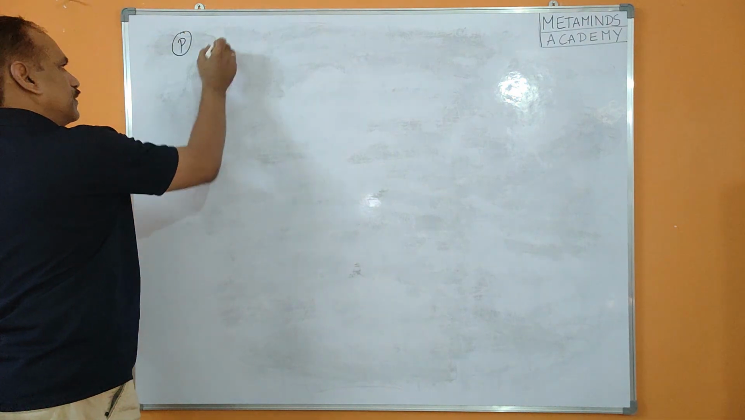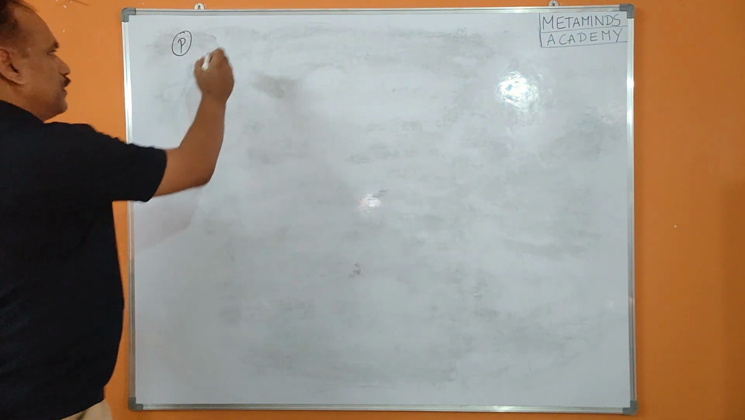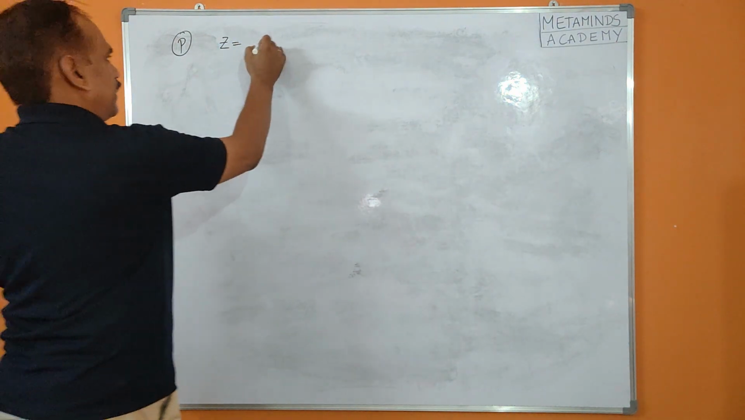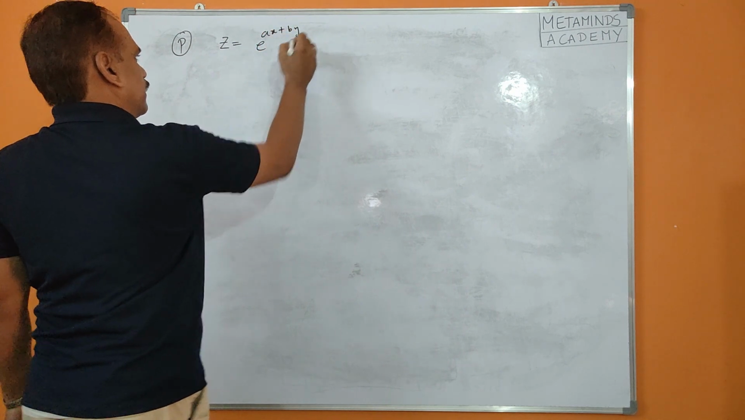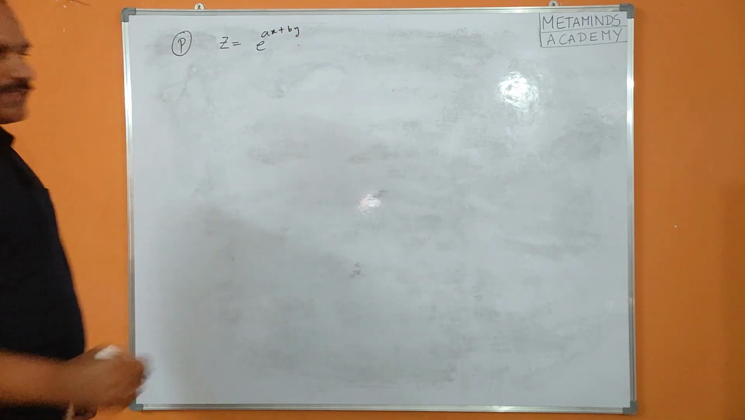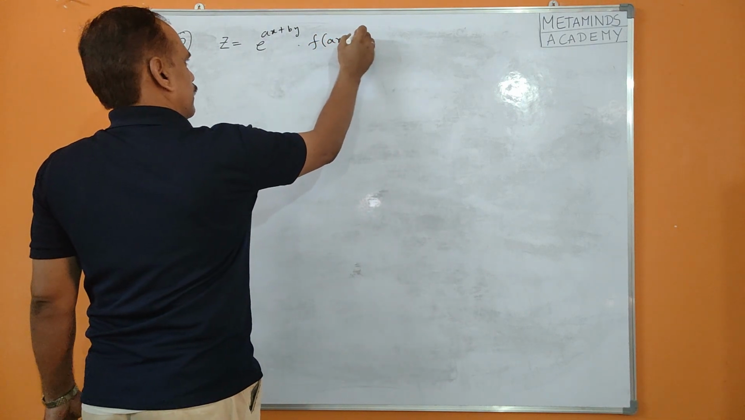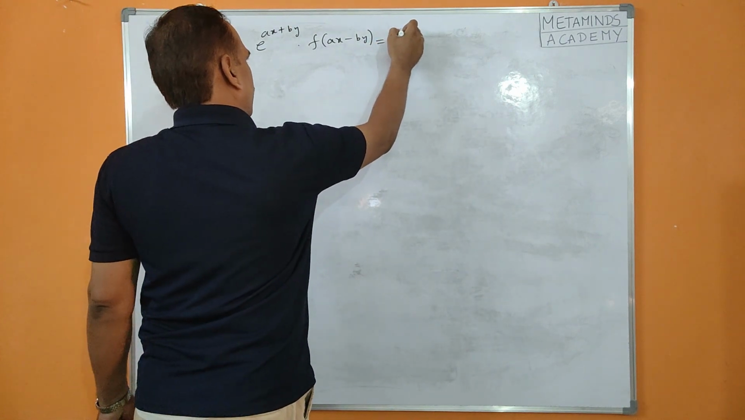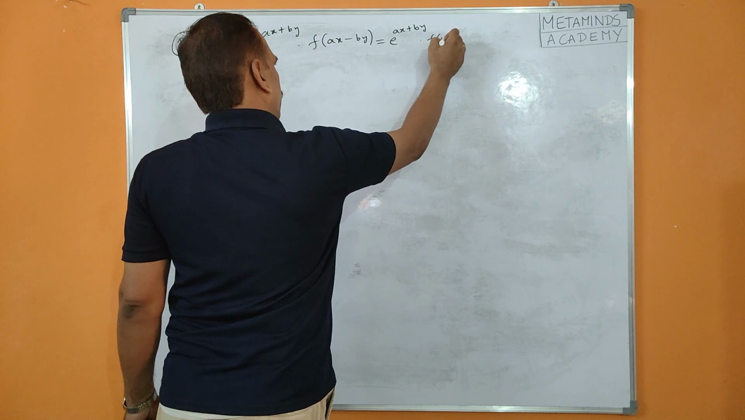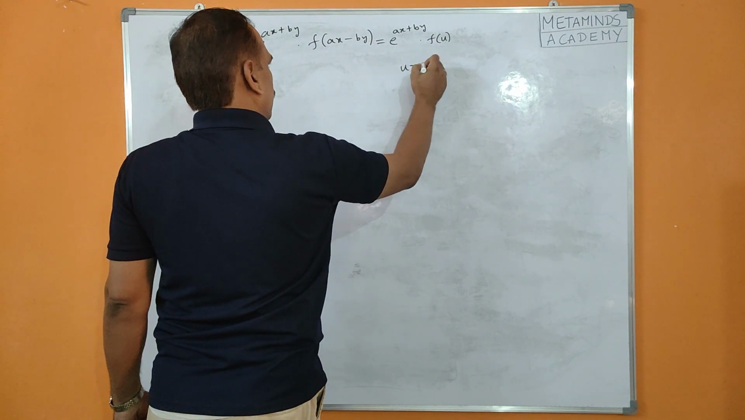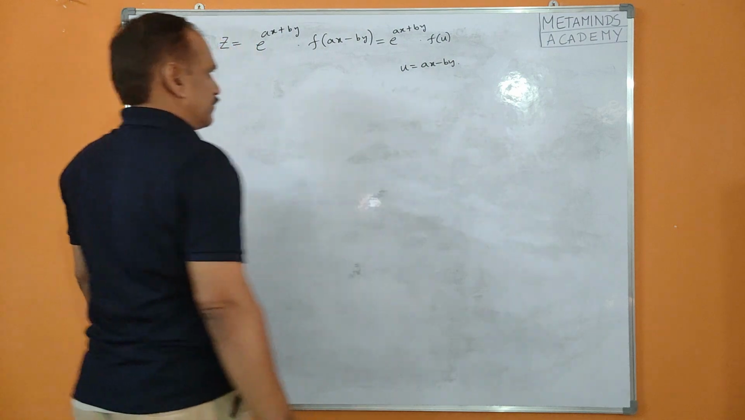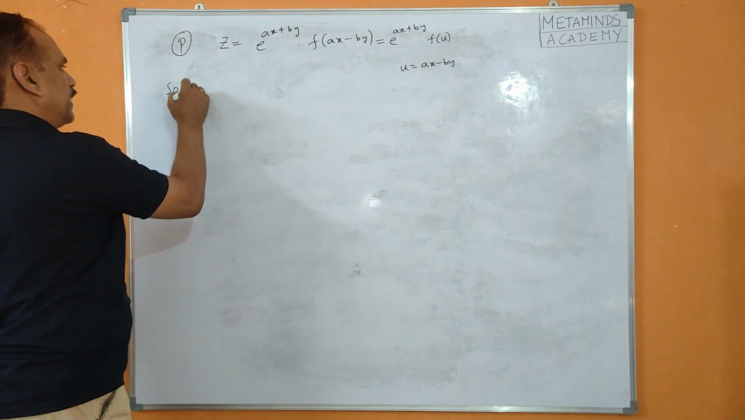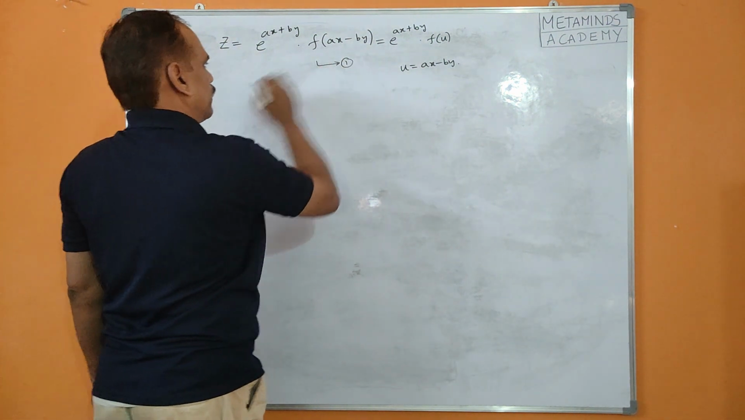Let us take another problem. This problem is somewhat difficult and somewhat different. E power ax plus by into f of ax minus by. Right. So it is e power ax plus by into f of u you can write, where u is ax minus by. So again differentiate equation 1 with respect to x.